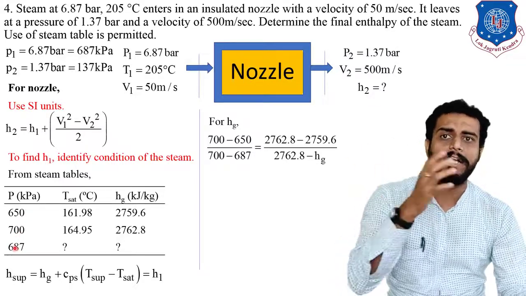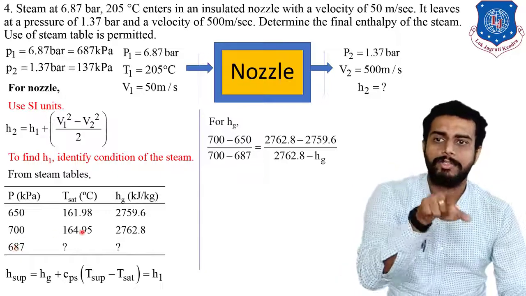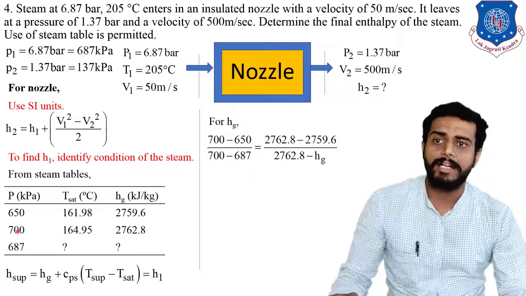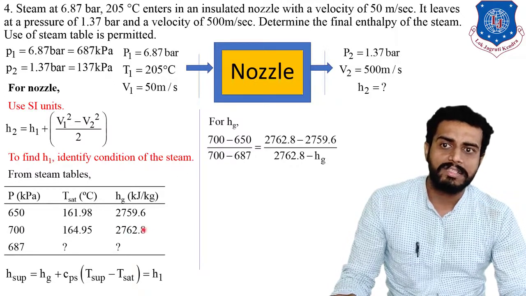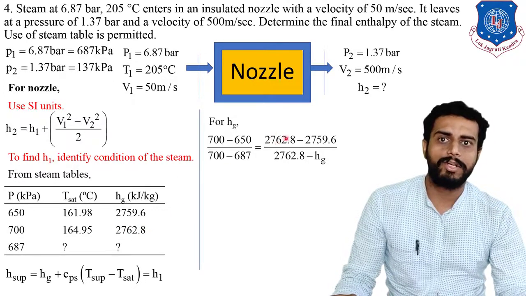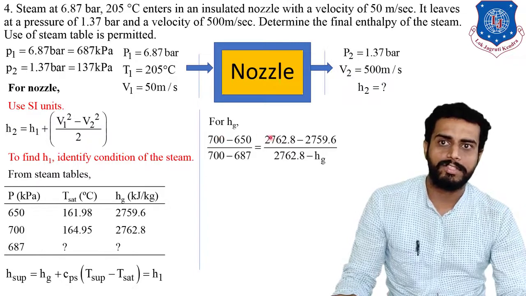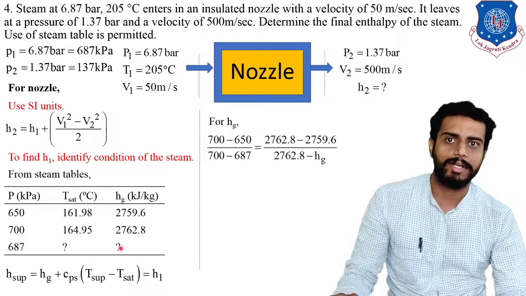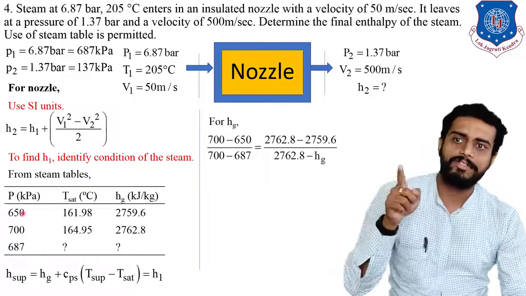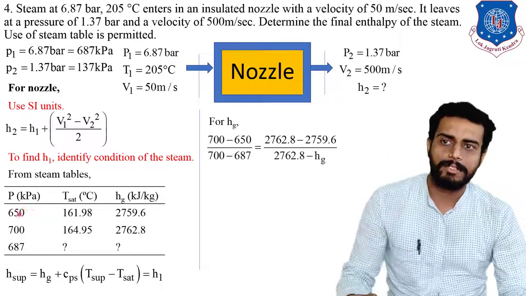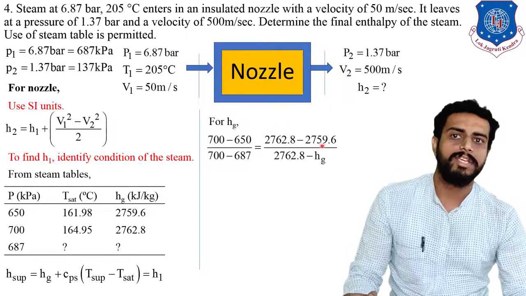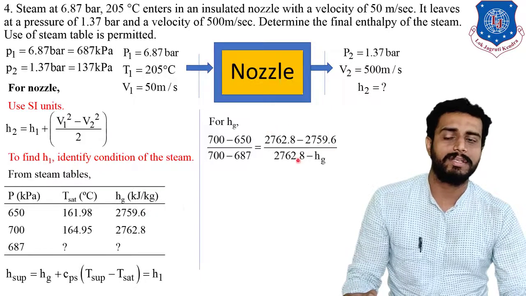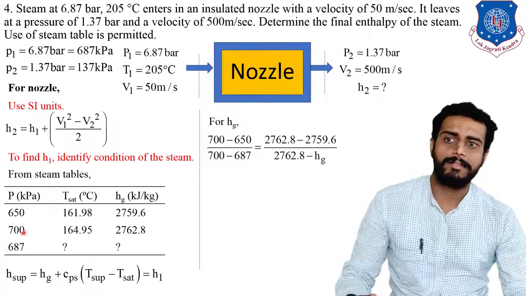That is equivalent to what I want to find out, Hg. So what is the value of Hg corresponding to 700? Corresponding to 700, the value of Hg is 2762.8, so I have written here 2762.8. Minus, corresponding to 650, what is the value of Hg? Corresponding to 650, the value of Hg is 2759.6, so here I have written 2759.6. Divided by, again corresponding to 700.